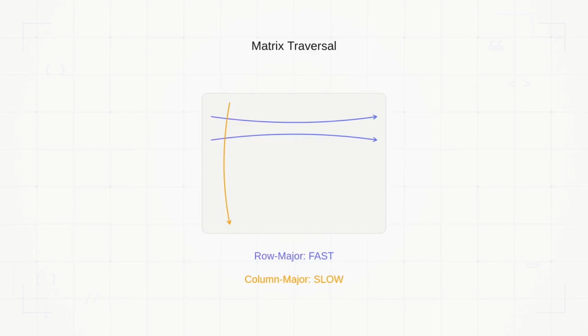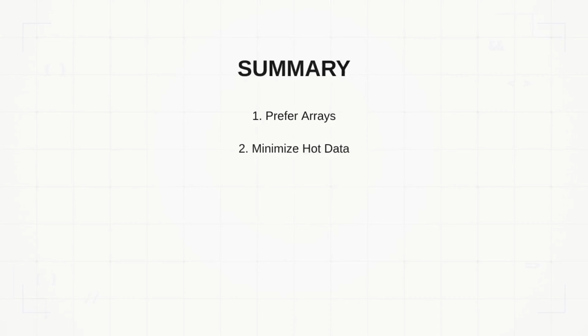This is the secret of high-performance libraries like NumPy or BLAS. They are built entirely around these cache-friendly access patterns. To wrap up, remember 3 rules. First, prefer arrays over linked structures. Contiguous memory is your best friend. Second, keep your hot data small. If a structure is used in a tight loop, strip out everything that isn't necessary for that loop. Third, access memory in predictable linear patterns.